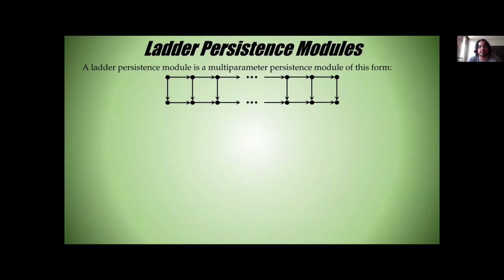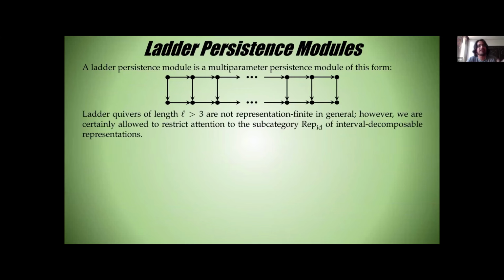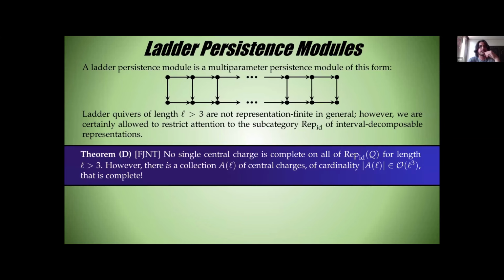Okay, next one is ladder persistence modules. And we know that when the length of the ladder, which I'll call L here, is bigger than 3, they're not representation finite, but of course we can restrict to the interval decomposable ones, the ones that by fiat decompose into direct sums of intervals. And here's the theorem for those.